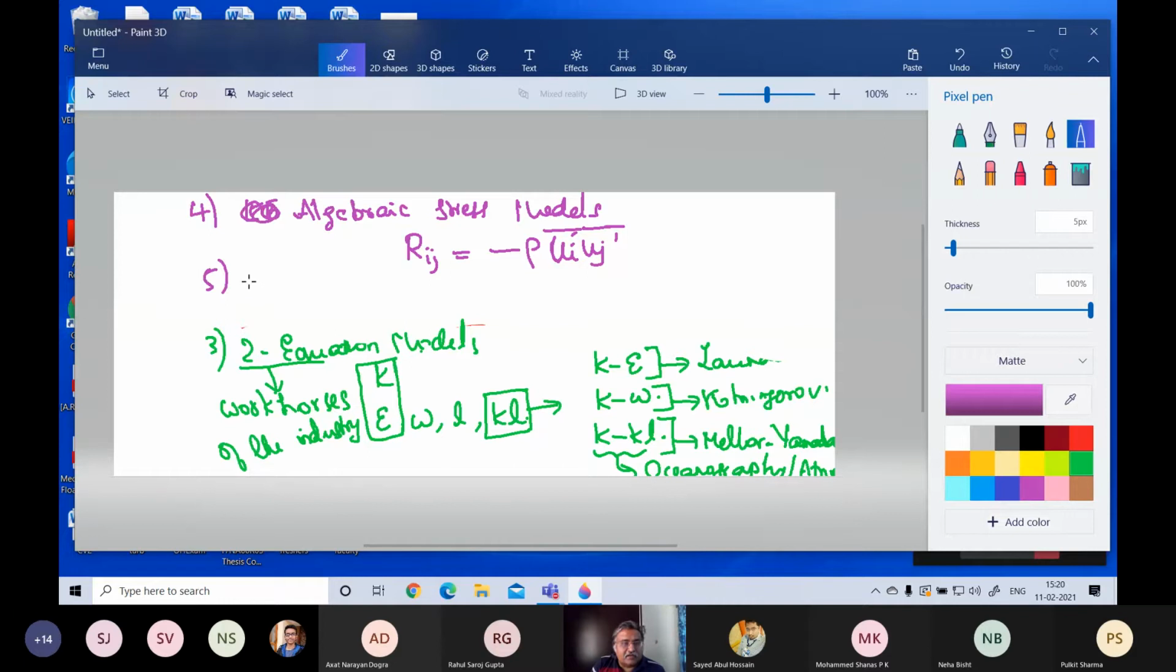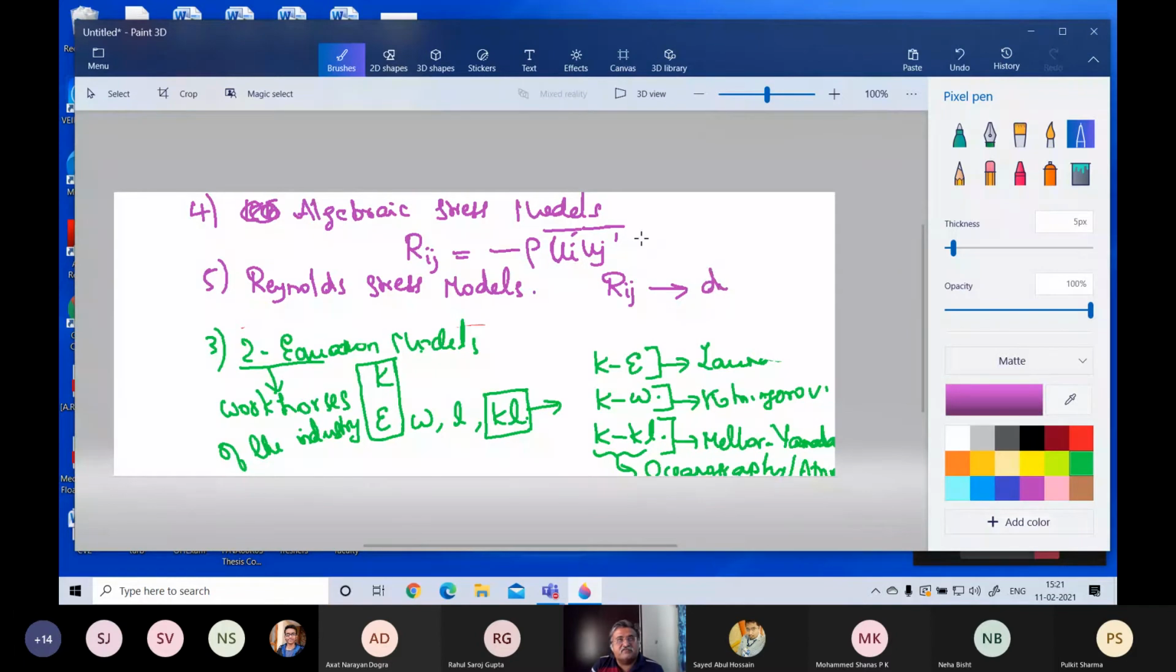Later in the research area, mainly by 1990 or the 2000s, around the time when we were doing our PhD, Reynolds stress models started being used in research. We will see what Reynolds stress models are. In fact, I have a set of slides you can read. Basically, they also use Rij, but they use a differential equation for the Reynolds stress.